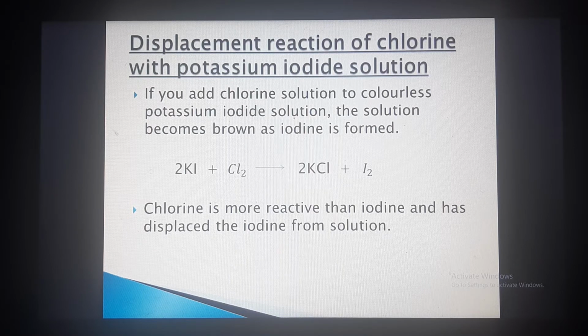So which is more reactive? Chlorine is more reactive than iodine. So chlorine can replace iodine from potassium iodide. And here also there is evidence for the reaction.